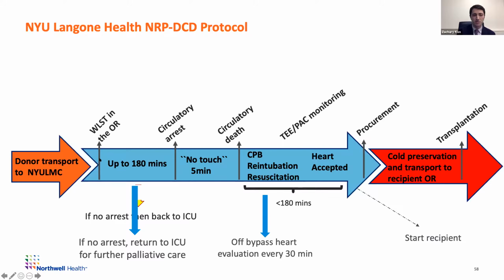The difference, I think, between the European and Australian experiences is that we're allowed to withdraw care in the OR. We actually will wait up to 180 minutes for these patients, and only at that point, if no arrest, would we return to the ICU for further palliative care. And the reason I think we're able to wait up to 180 minutes is twofold. One is there's an actual functional, normal physiologic in vivo assessment after. So if the heart doesn't look good, you don't use it. There's no question you'll ever transplant a heart that you don't know the answer to whether it's good or bad. So whether it's 60 minutes or 180 minutes, frankly, doesn't matter.